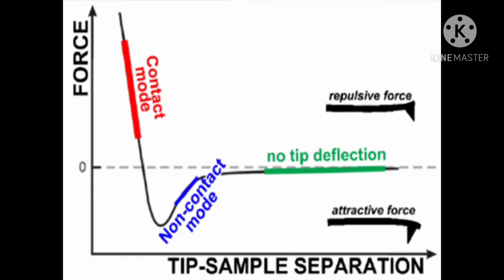In this graph, the three modes of AFM are explained, with force on the y-axis and tip-sample separation on the x-axis. The three modes of AFM are defined in this graph.